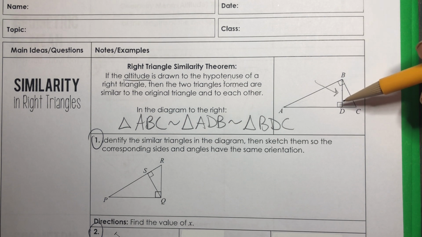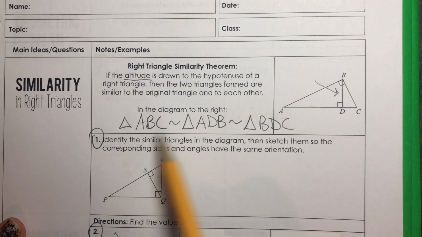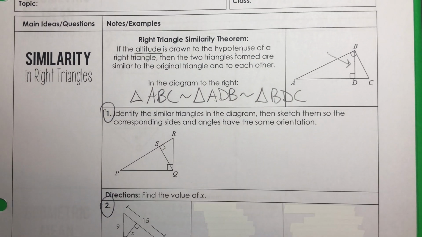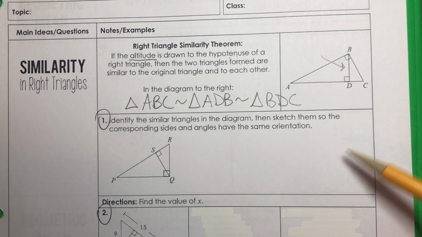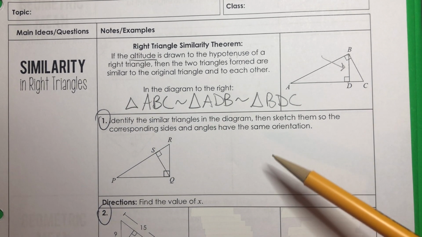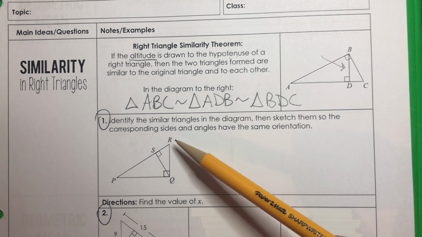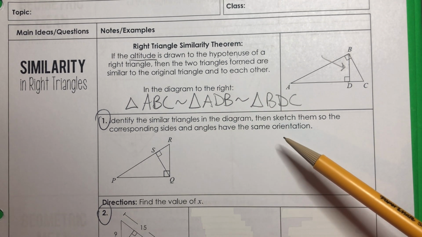Okay, so going down to the right angle, B to D, and then D to C. So this is our similarity statement for the triangle shown to the right. Now, this next question that I have circled just tells us to basically do the same thing, but then sketch the three triangles so that the corresponding sides and angles have the same orientation.